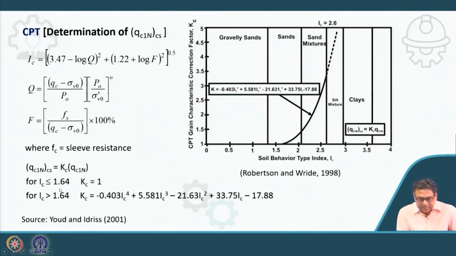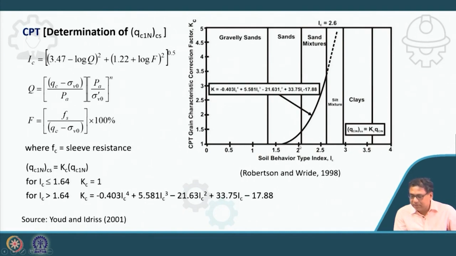If IC is less than or equal to 1.64, Kc will be 1. If IC is greater than 1.64, Kc can be determined by using this empirical expression. Now where is this expression coming from? It is coming from here. If you see this chart, the IC versus Kc chart, if the IC value is 1.6, you can see Kc is 1.